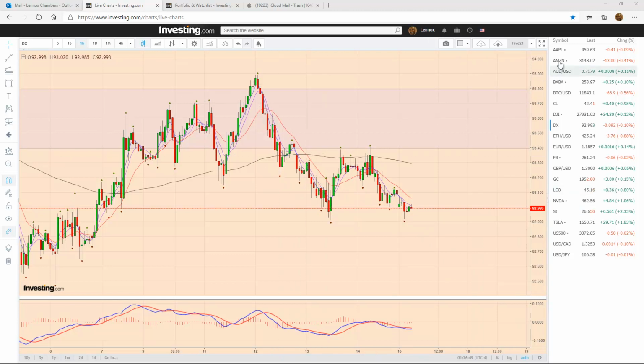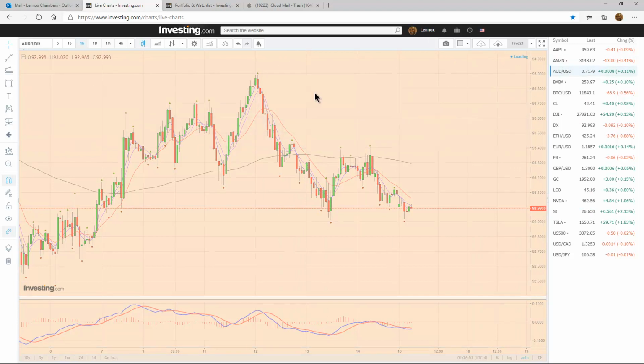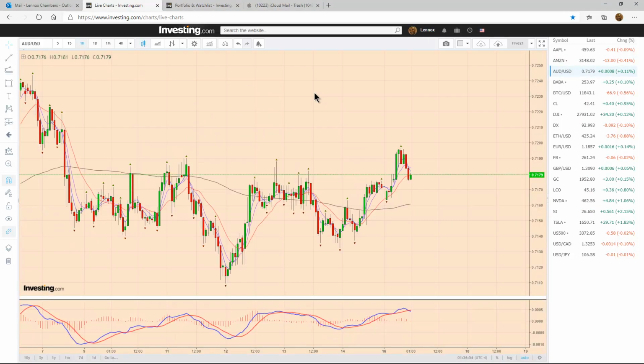Let's take a look at Aussie US dollar. So if we have weakness in the US dollar, then we'd be looking for strength against it with Aussie US dollar, Euro US dollar, GBP US dollar, New Zealand US dollar, gold, Bitcoin, Ethereum, and so on to the upside. All right, so here's Aussie.